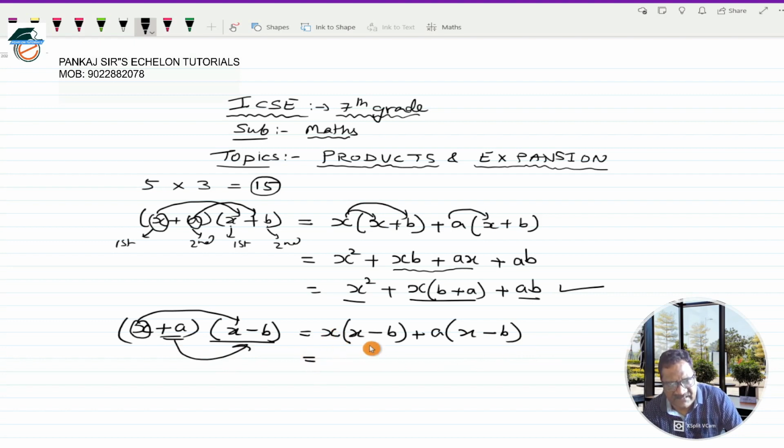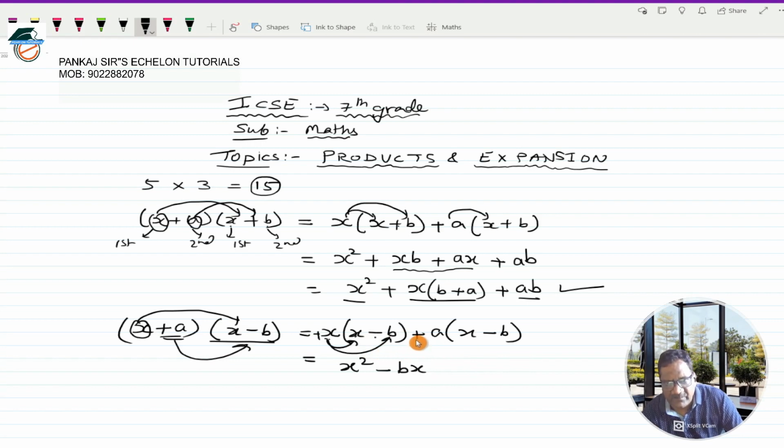Coming to the second step, opening the bracket. Opening the bracket means multiply this by this and multiply this by this. So x into x will be x square, and there's a plus over here. Plus into minus will be minus, x into b will be bx or xb. Then coming to this, now see I am not putting brackets, I am actually removing the brackets. Opening the brackets is as good as removing the brackets.